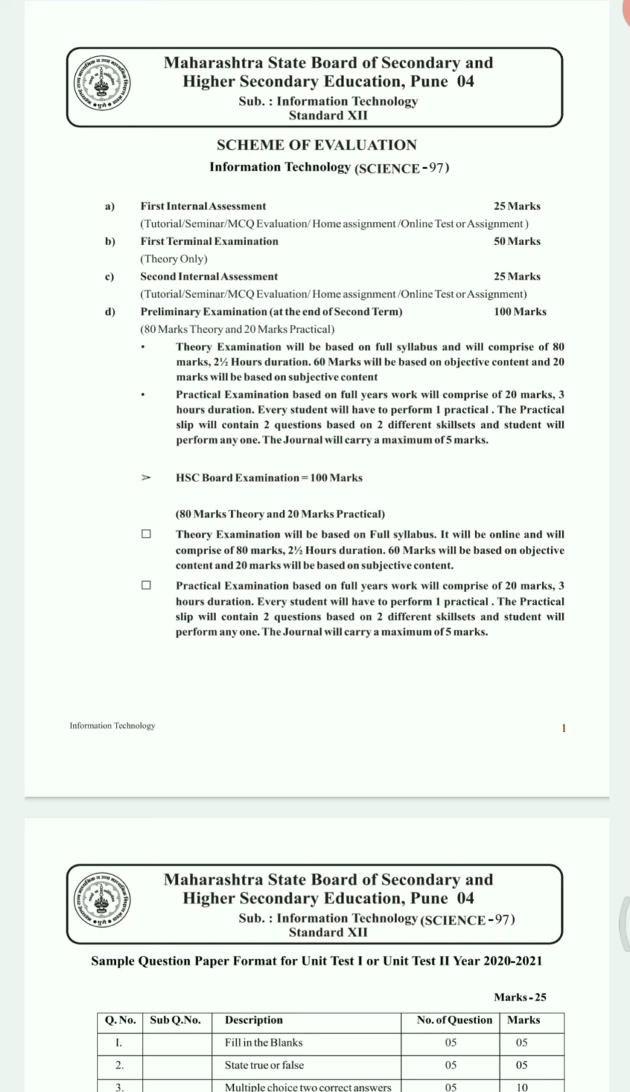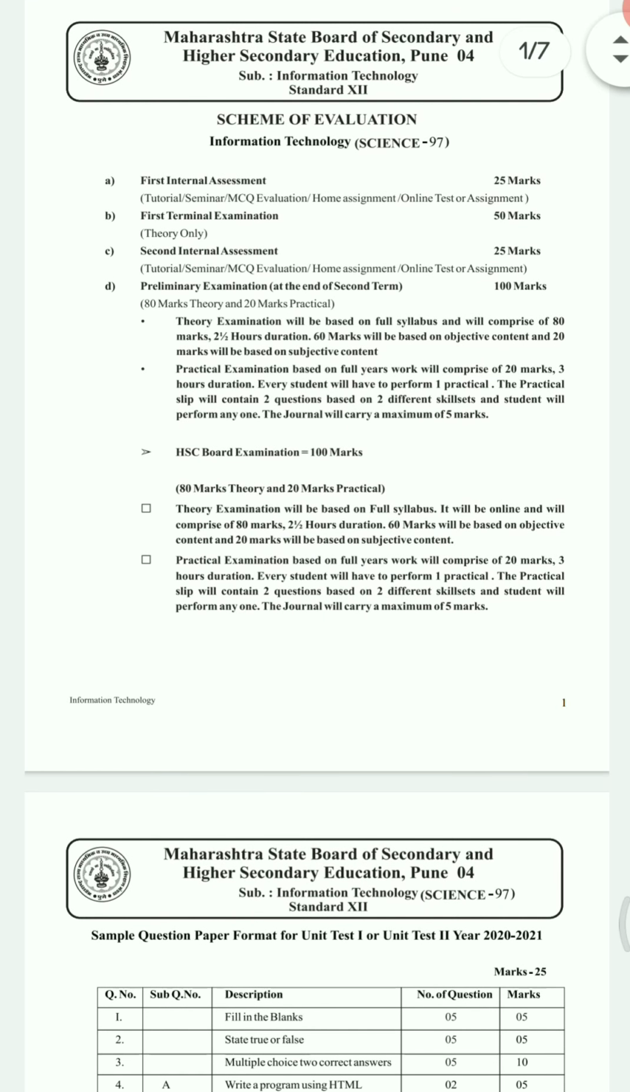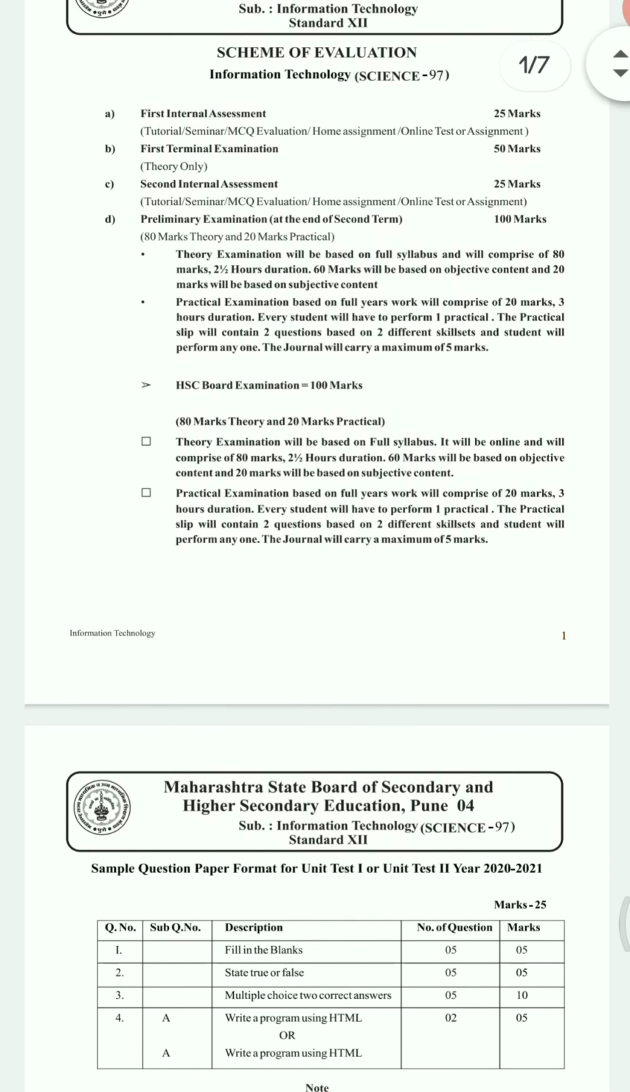And the last is the final examination, or you can say the second terminal examination, which will be for 100 marks. The 100 marks are divided into two parts, 80 marks and 20 marks. 80 marks will be theory and 20 marks will be practical. The practical is again divided into two parts, 15 and 5. 15 marks will be for the practical which you do with a proper execution, and 5 marks will be allotted to the journal which you are going to complete during the examination.